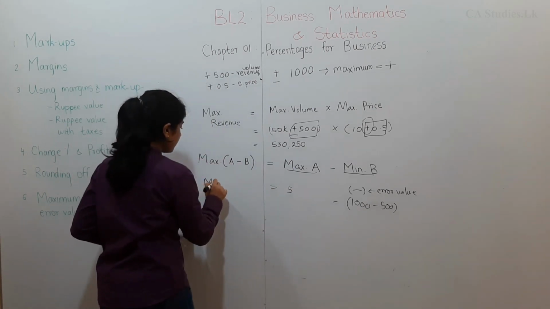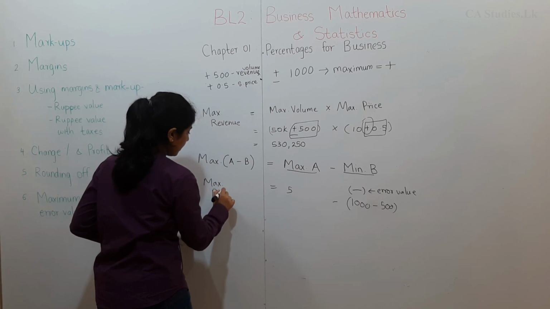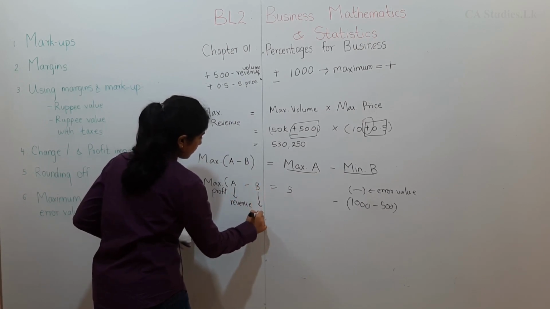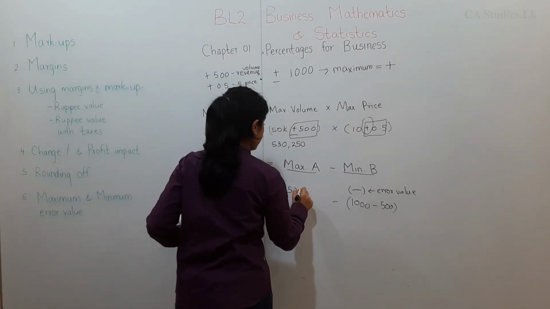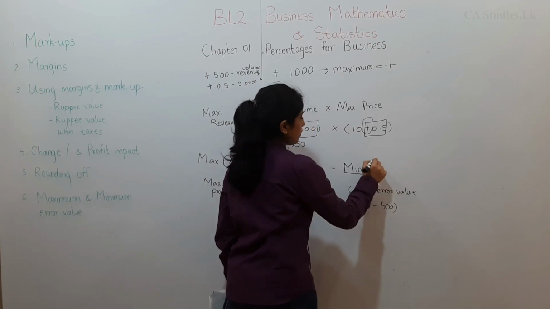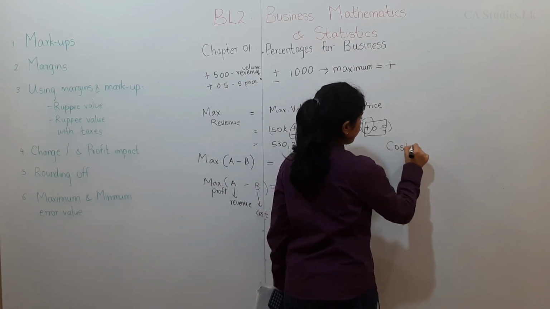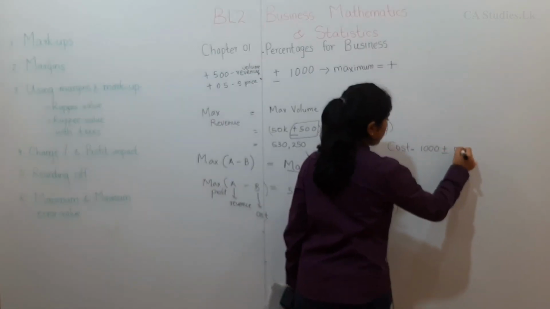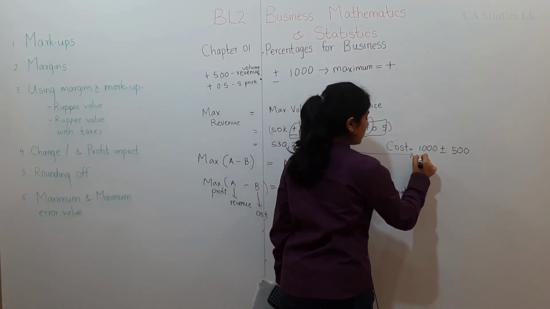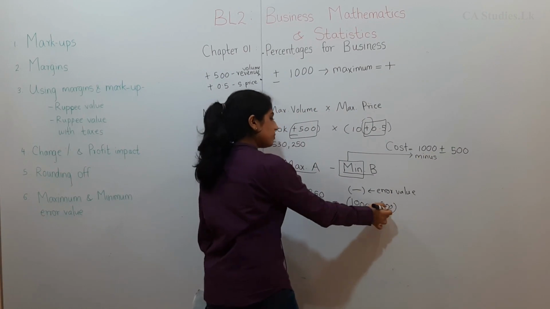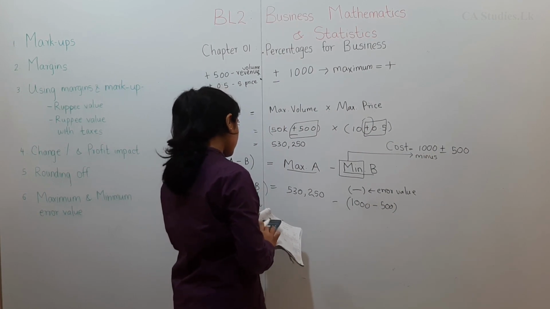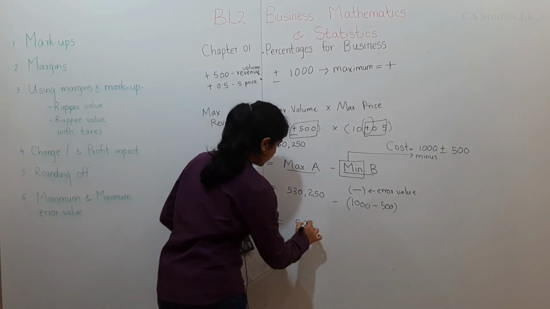Now, if this is a maximum profit, then A is your revenue and B is your cost. Okay. So, 530,250 minus your cost, let us say now it is 1000 rupees and the error value for cost is 1000 plus or minus 500. So, since it is minimum, we should take the minus figure. Okay. So, minus 500, and then your balance will be, then only it will show you the maximum profit of 530,250 minus 500, 529,750.